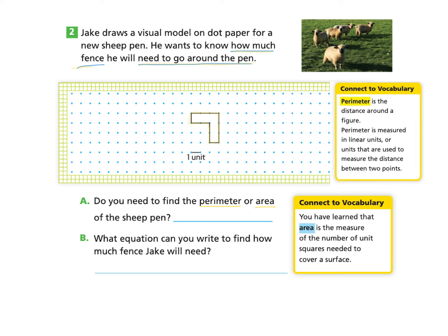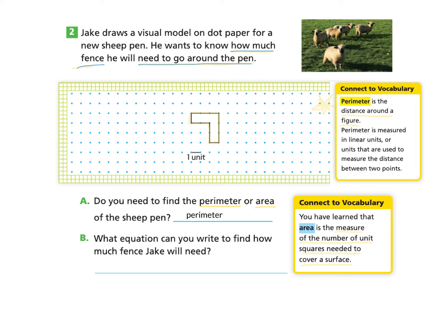The difference between perimeter and area is that perimeter is the distance around the figure, and area is the measure of the number of unit squares needed to cover the surface. So we are looking for perimeter. Just a reminder that area would be all of the squares and units inside the figure that would be used to cover the figure. But we are actually looking for the distance around, and that is called perimeter.